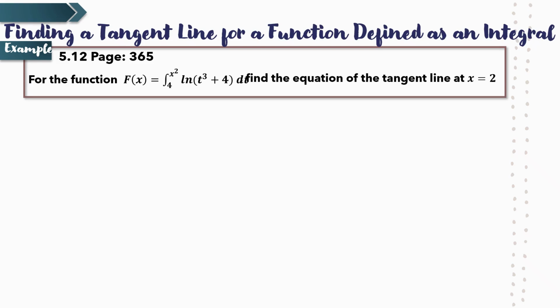For the given function, let's find the equation of the tangent line at x equal to 2. You all should remember the equation of a tangent line. Exactly. y minus y1 is equal to the slope, which is m, times x minus x1.